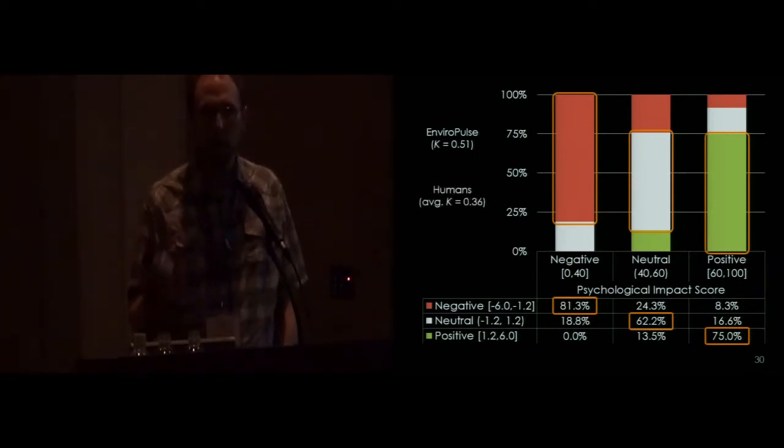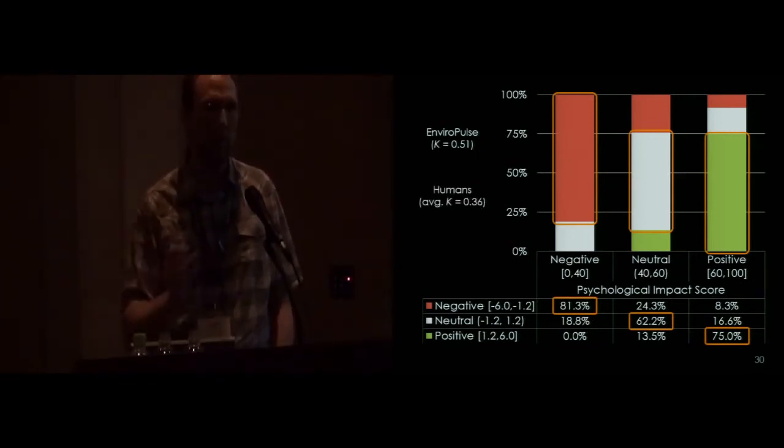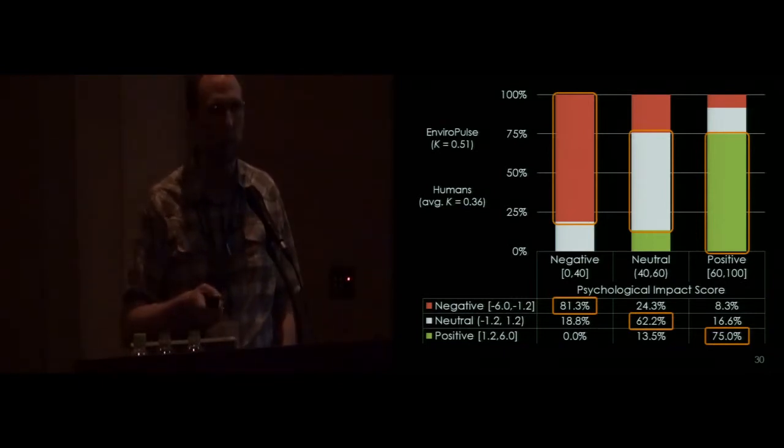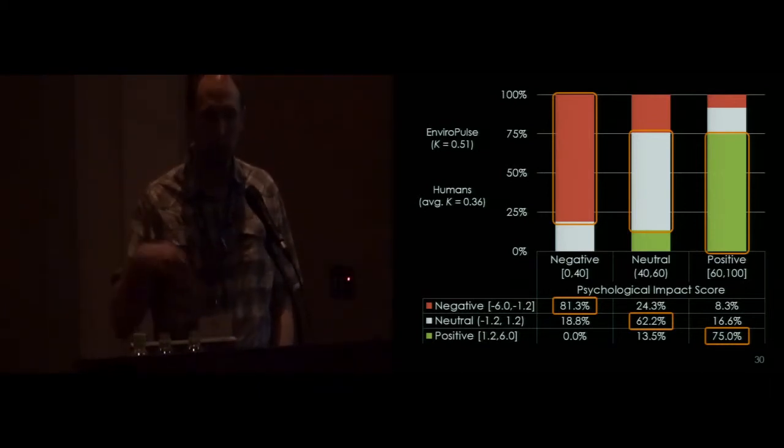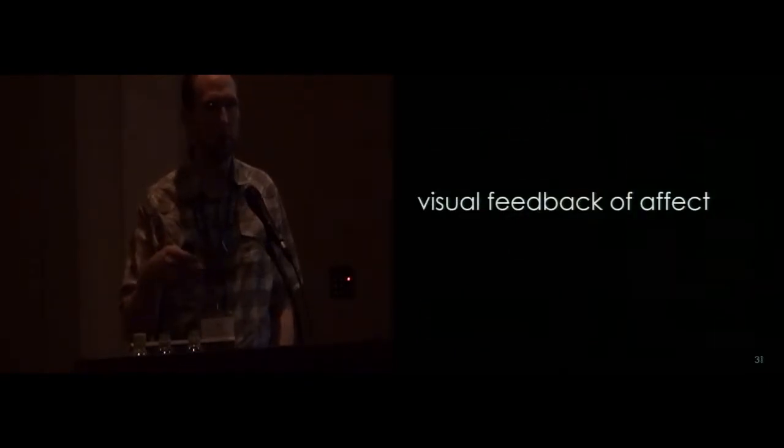And if we were to compare that to each individual and their ability to rate these images themselves, they had a kappa of 0.36. So we're doing a lot better than humans at predicting what people will experience. Even if you take the best human, the EnviroPulse algorithm was doing better than the best human. Not this much better, but close.